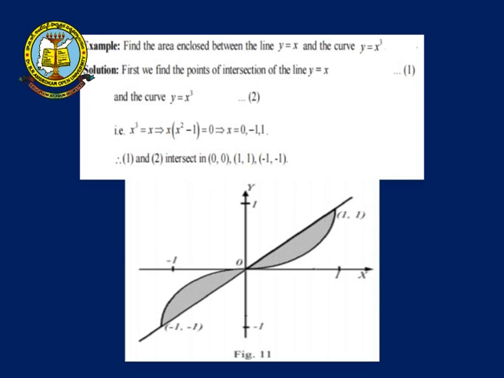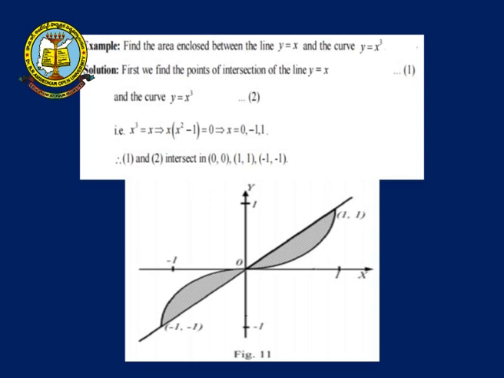Find the area enclosed between the line y equal to x and y equal to x cube. Previously I did y equal to x square, now I am going to do y equal to x cube. The line y equal to x passes through the middle, from the first quadrant to the third quadrant. Next, y equal to x cube also touches the origin and bends from the third quadrant to the first quadrant, so we can see it clearly in the figure. That is the y equal to x cube curve.